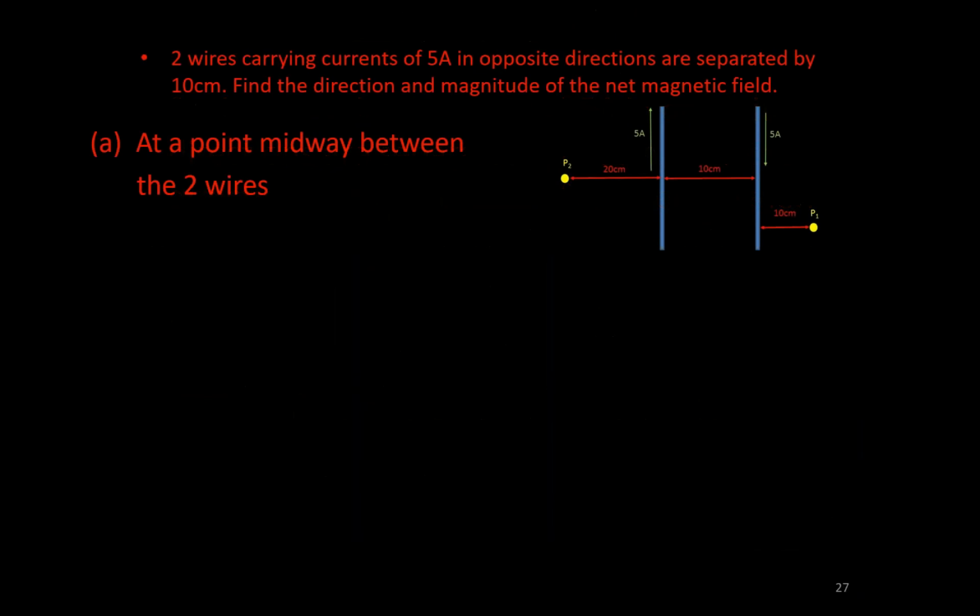First of all, at a point midway between the two wires. So halfway between the wires. If we look at this, one current is going upwards, one current is going downwards, both of 5 amps. This is an anti-parallel situation. So that means, with respect to one another, B net, the net magnetic field, is going negative. Both of these magnetic fields are going into the page.